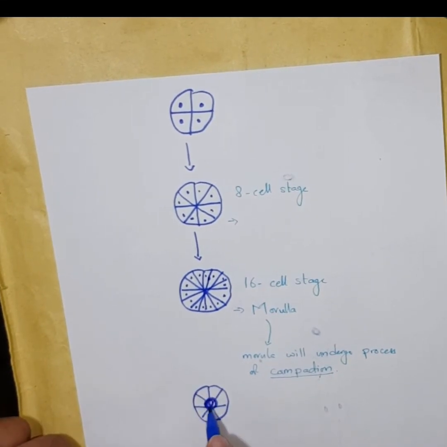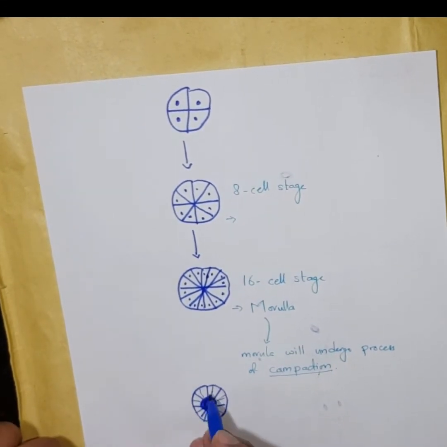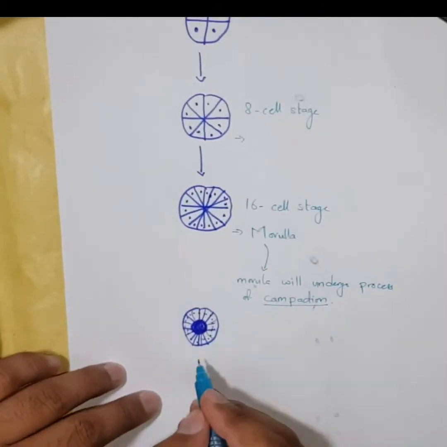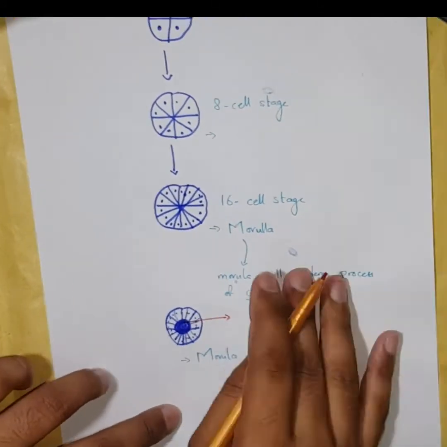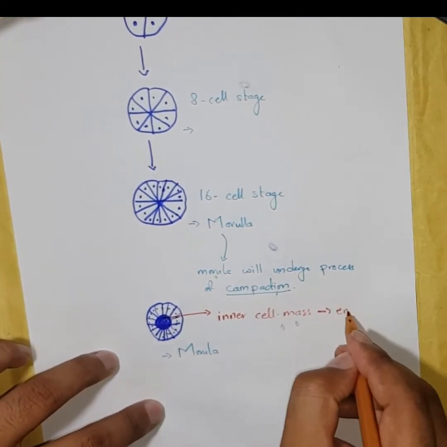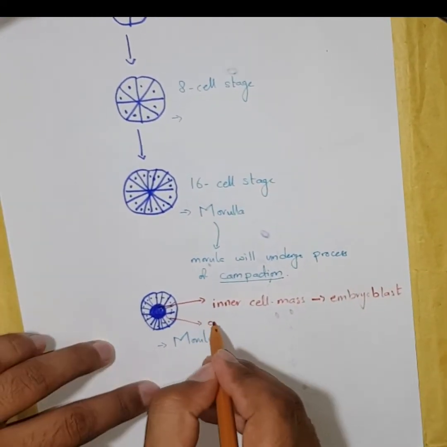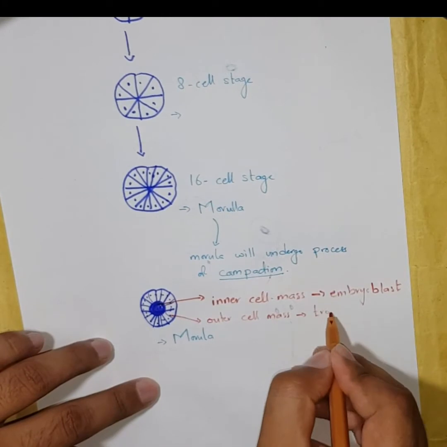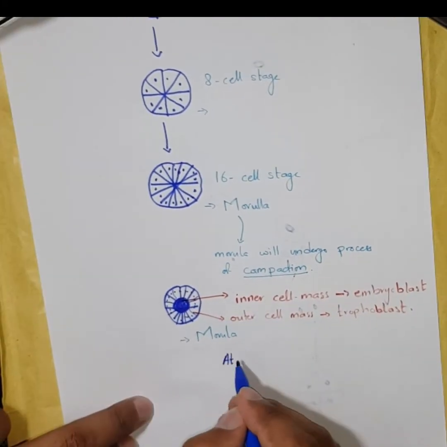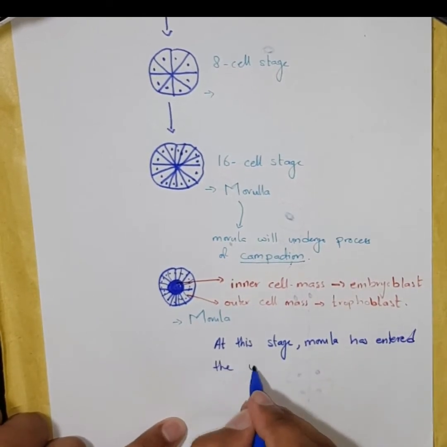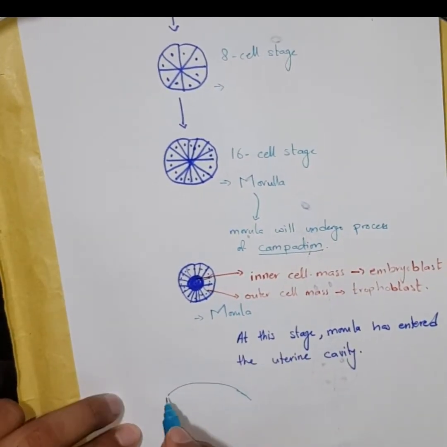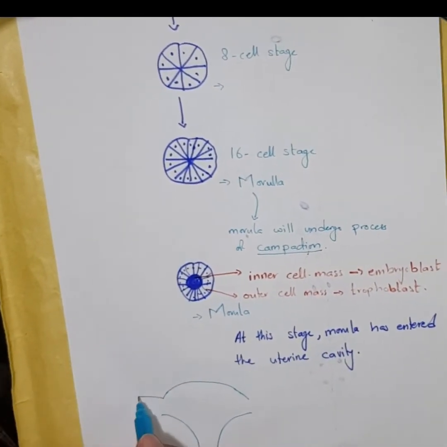As a result of compaction, two cellular masses are formed. The one on the inside is known as the inner cell mass or embryoblast, while the outer cellular mass is known as the trophoblast. While all these structural changes are happening inside the morula, it has arrived in the uterine cavity for implantation.